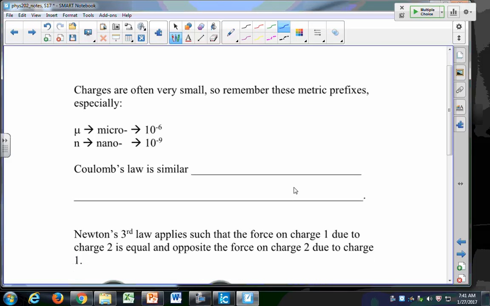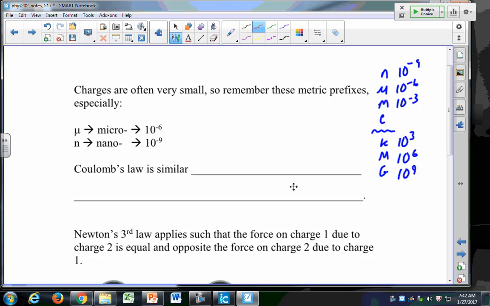As I said, charges are often very small. So remember these metric prefixes especially. You still need to know all those other metric prefixes. Just to remind you, we had nano, micro, milli, centi, and then crossing over to the bigger side, we have kilo, mega, and then we'll see giga later. But this is 10 to the minus 9, 10 to the minus 6, 10 to the minus 3, 10 to the 3rd, 10 to the 6th, and 10 to the 9th. And then we just sort of throw in centi because we use it quite a bit. 10 to the minus 2, 1 over 100. There are 100 centimeters in a meter.